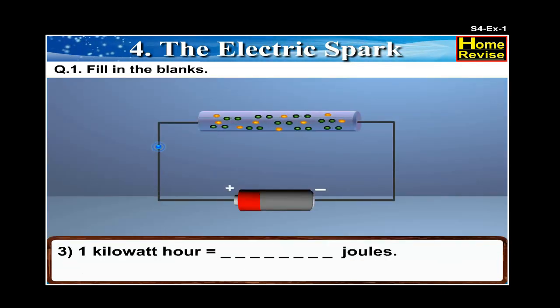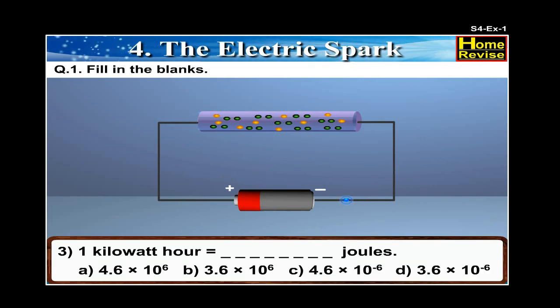3. 1 kilowatt hour is equal to dash joules. Your options are A. 4.6 into 10 raised to 6, B. 3.6 into 10 raised to 6, C. 4.6 into 10 raised to minus 6, D. 3.6 into 10 raised to minus 6. The answer is 1 kilowatt hour is equal to 3.6 into 10 raised to 6 joules.